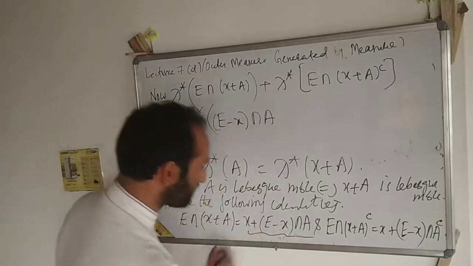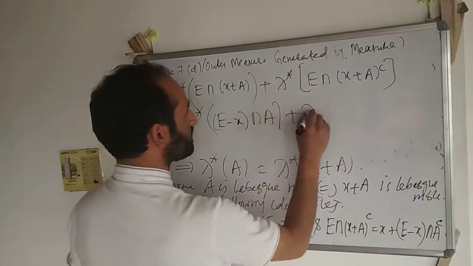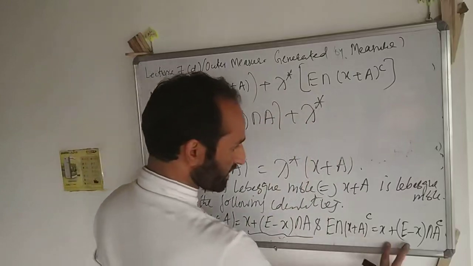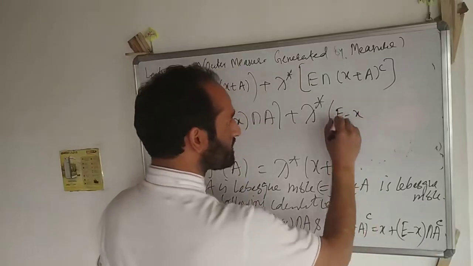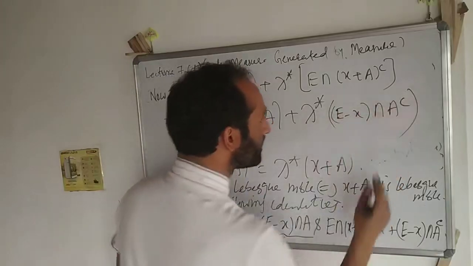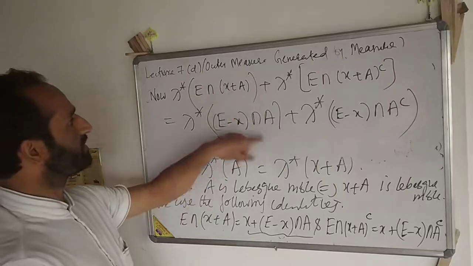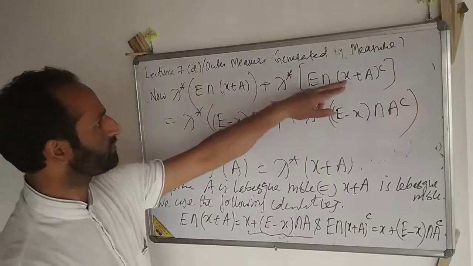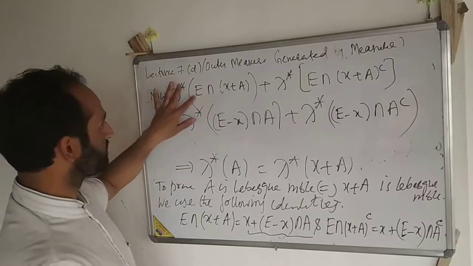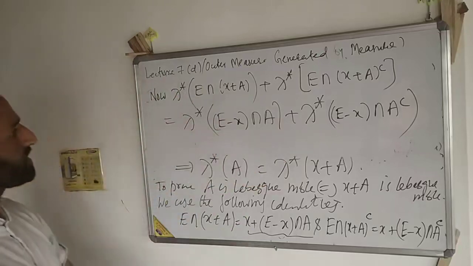So the Lebesgue measure of this set is equal to the Lebesgue measure of E minus x intersection A plus the Lebesgue measure of this one. Again apply the translation invariant property. It will be E minus x intersection A complement. And here you can easily verify that A is measurable if and only if x plus A is measurable, because both are equal. Suppose x plus A is measurable, then this will be equal to the Lebesgue measure of E. But at the same time it will also be equal to the Lebesgue measure of E minus x, which proves A is measurable.